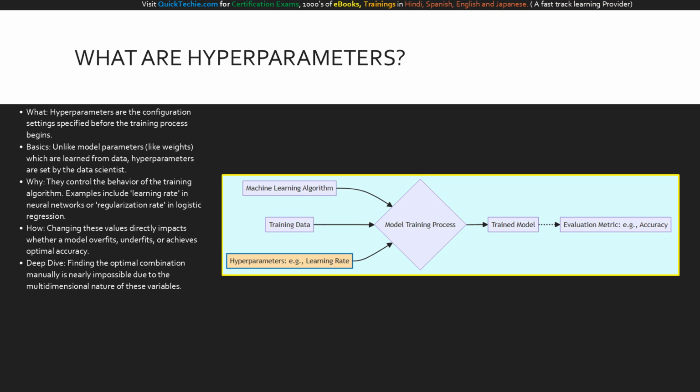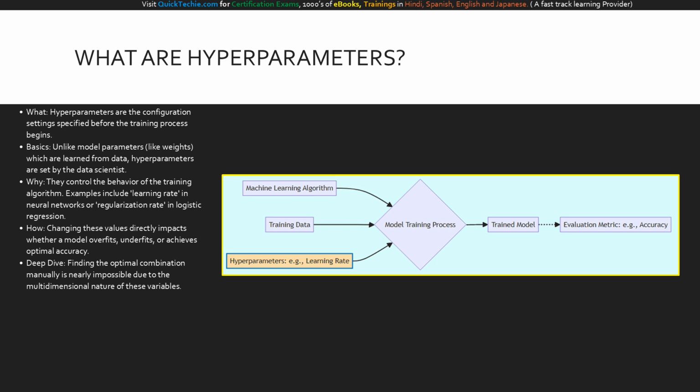What are hyperparameters? When we train a machine learning model, the algorithm learns certain values from the data itself. These are parameters, like the weights in a neural network. However, hyperparameters are entirely different. These are the configuration dials and switches that you, the engineer, must set before training even begins. Think of the algorithm as the engine and the data as the fuel. Hyperparameters are how you tune that engine. The basics include settings like learning rate or batch size.